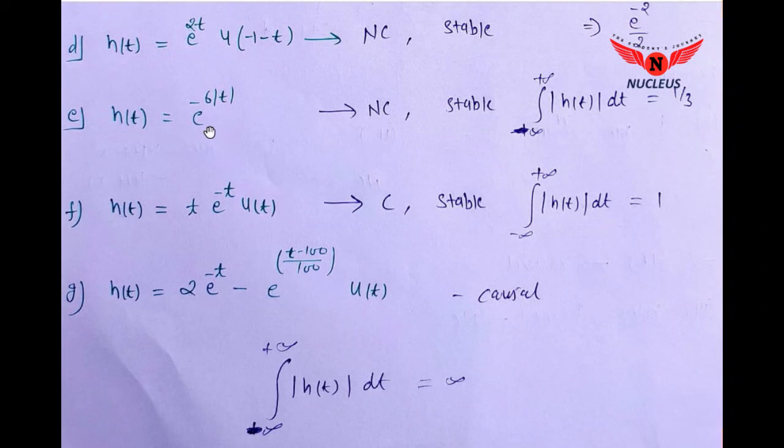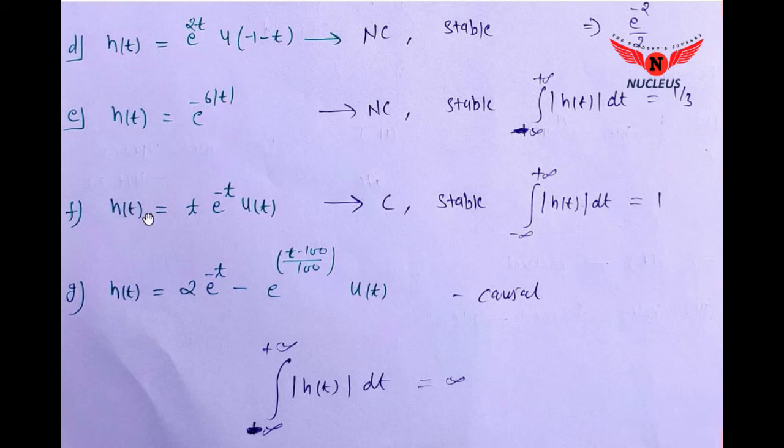Next is h(t) equal to e to the power minus 6 mod of t. This question is clearly non-causal. The graph of e to the power minus 6 mod t is like this one, here and here. For this part, when t is less than 0, h(t) is not equal to 0, so this is not causal. The stability of this function you can find from this integral, which is 1 by 3. So this LTI system is stable.